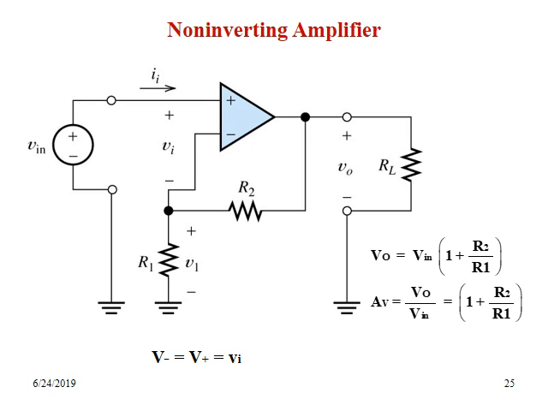The next configuration is the non-inverting amplifier, where the input is attached to the non-inverting terminal, the feedback resistor is shown by R2, and R1 is grounded, and again we can see the load resistance. After analysis of this circuit, we get AV as 1 plus R2 by R1, or 1 plus RF by R1.